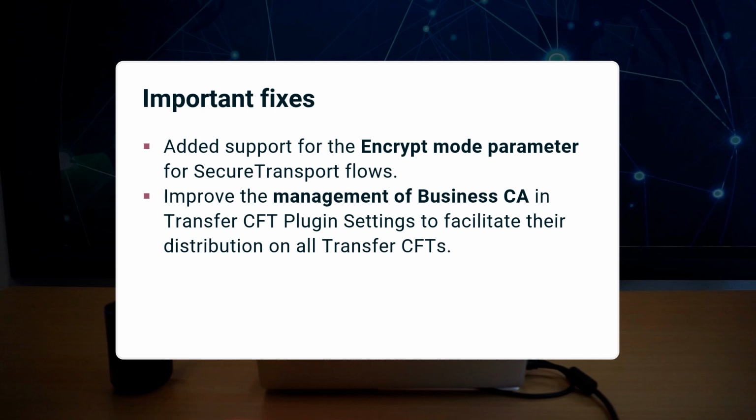In the latest update, Flow Manager now allows you to specify the encrypt mode parameter for the target subscription in flows, where SecureTransport publishes files for partners to pull. You can now propagate the business certificate authority on all transfer CFTs before the SSL certificate is renewed for any given transfer CFT. Find the complete list of updates, bug fixes, and product enhancements in the release notes linked in the description below.